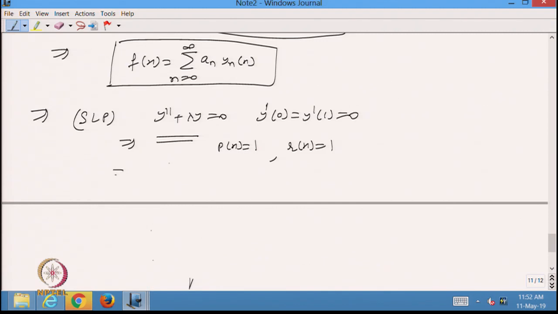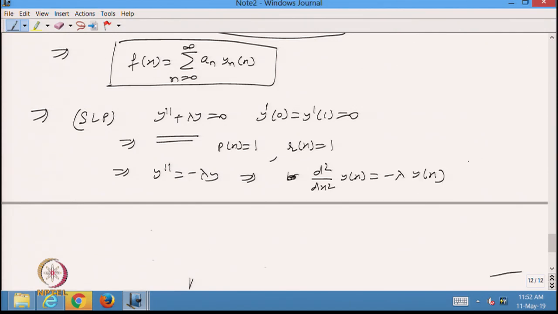So, this equation I can write in this form y double dash equal to minus lambda y, and from here I can write this as an L. So, L is d square by dx square, y x is equal to minus lambda y x.